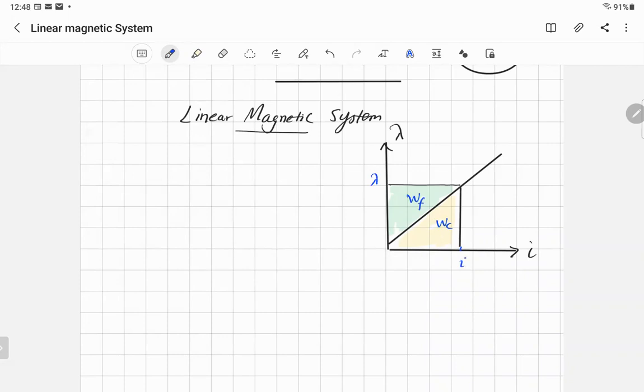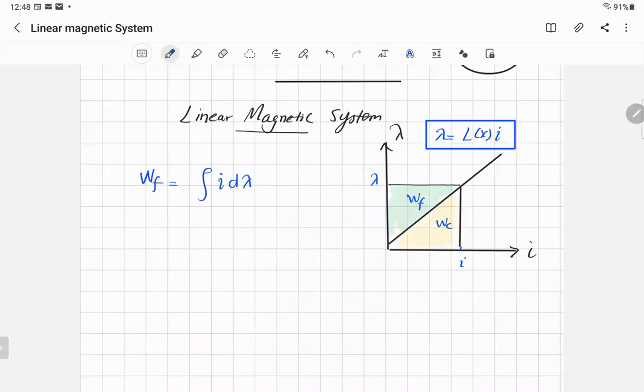So we know that WF is equal to the integration of i d lambda. But since this is a straight line, you can write the relationship between lambda and i as a straight line equation. So lambda is equal to L of x times i. The relationship between lambda and i is the inductance, L. Why do I write L as a function of x? Because you can plot many straight lines according to x. The slope of this straight line is L, the inductance.